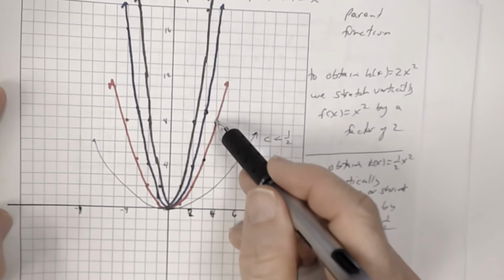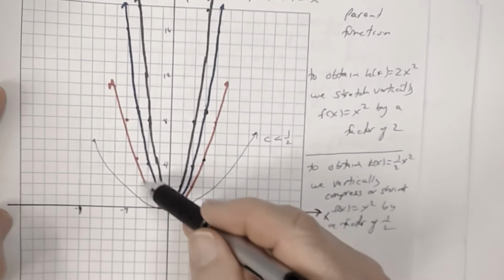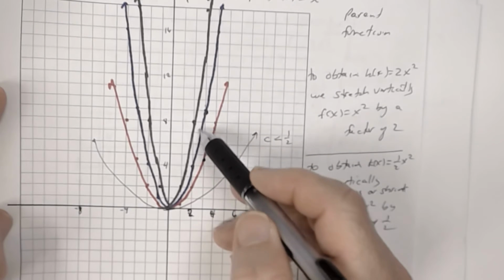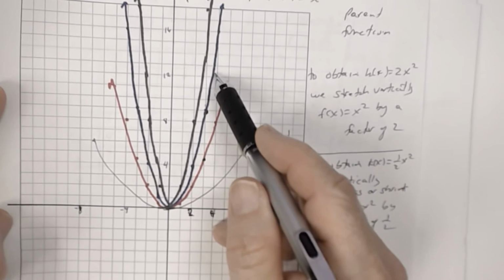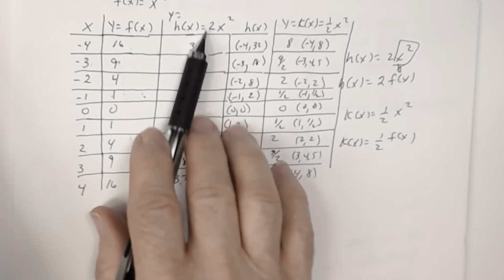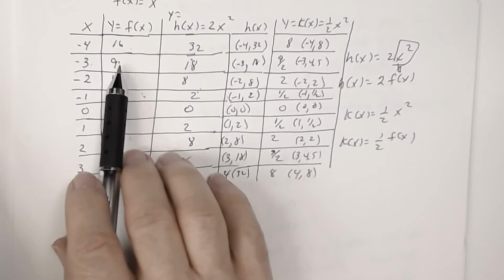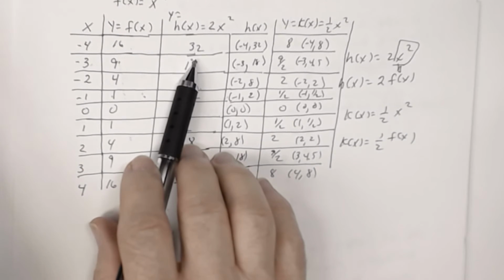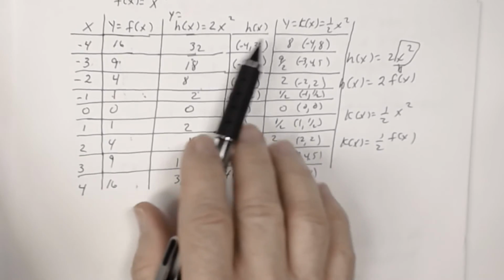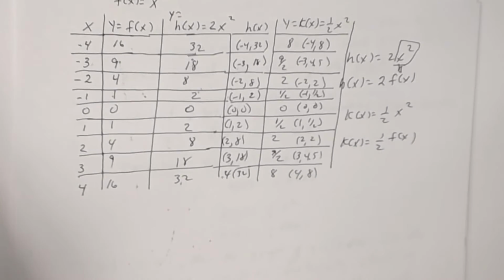So every y value on the red graph was obtained from the blue graph by shrinking those y values. So you went from 16 to 32, that's a stretch. You see, you multiply by 2. You went from 9 to 18, you're stretching. To go from here to here, you're shrinking. All right, so kind of remember it like that.